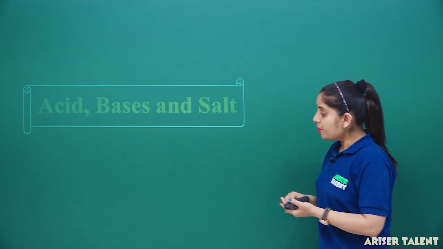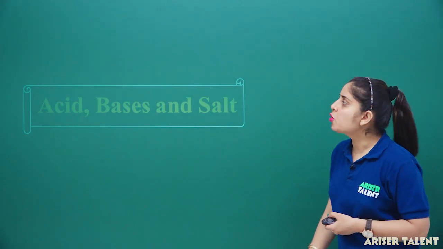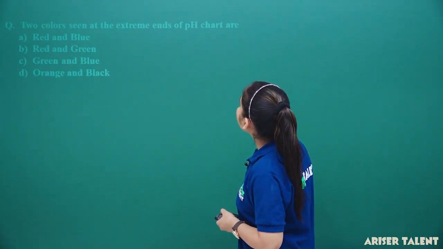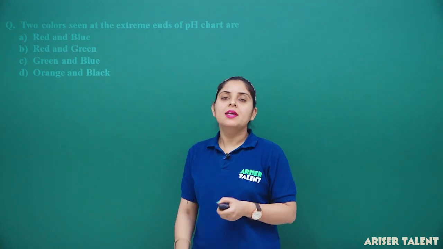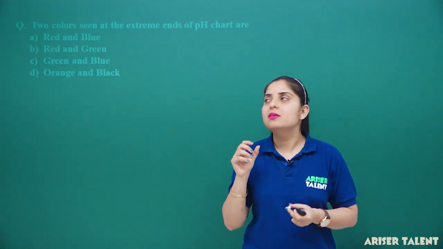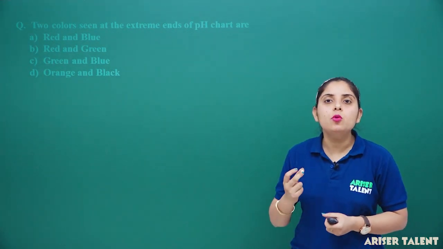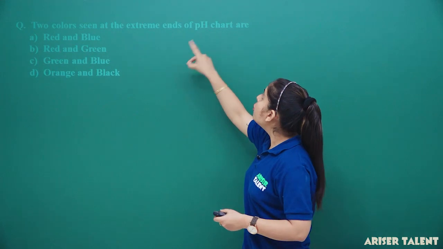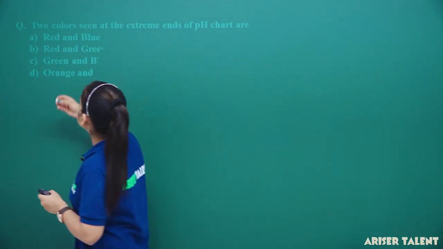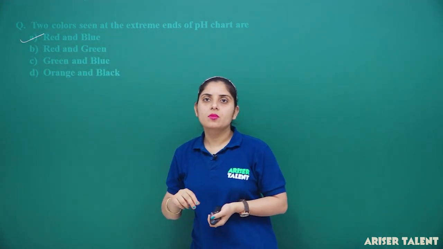Now we have a first question related to our chapter acid, base and salt: the two colors seen at the extreme ends of the pH chart are. If I am observing the pH chart, the acid character will be seen in a red color and the base character will be shown by the blue color. So we can say that the two extreme ends of the pH chart will be in red and blue color. So the correct option here will be red and blue.